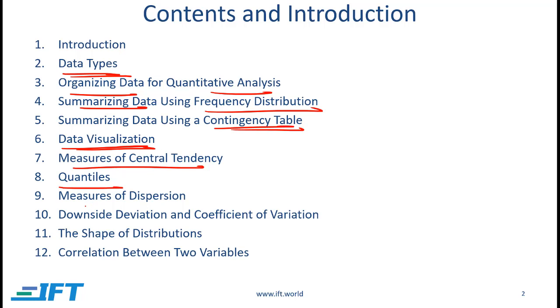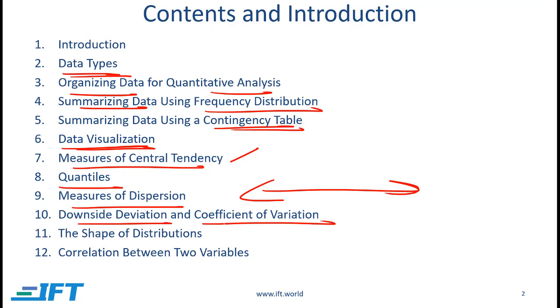Section 9 deals with measures of dispersion. This has to do with how spread out the data is. While measures of central tendency tell us the average value or the median value, measures of dispersion tell us whether the data is very spread out or not. Then we will talk about downside deviation and the coefficient of variation. With the coefficient of variation, we combine the concepts of central tendency and dispersion.